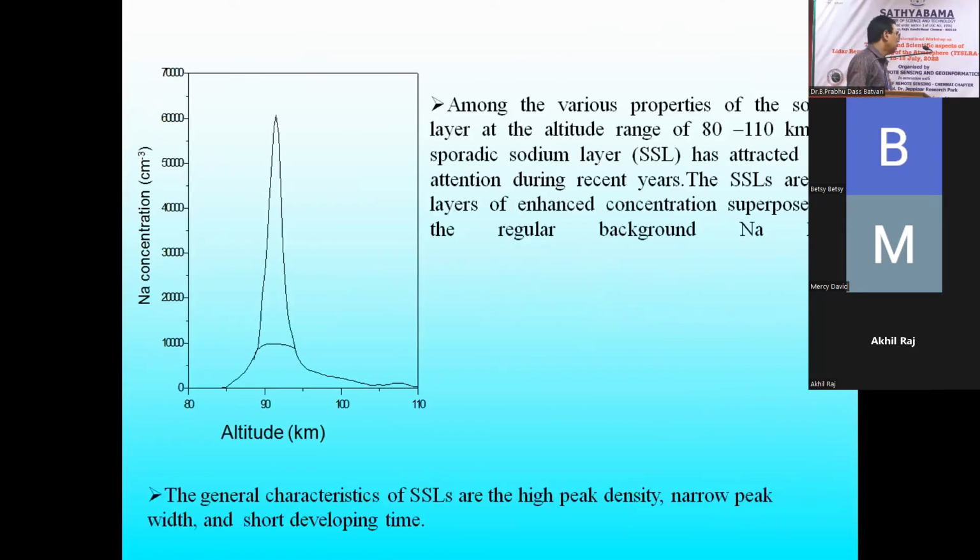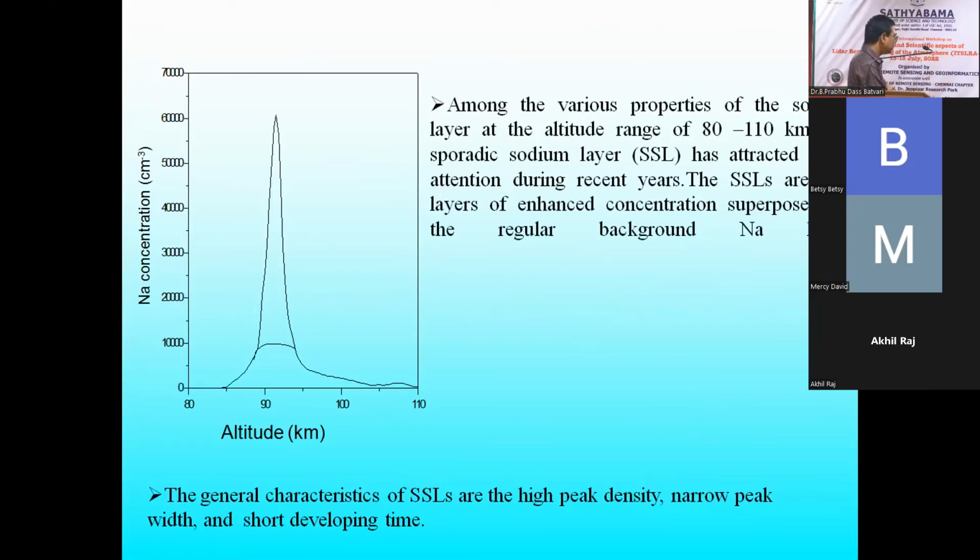And coming to the lidar observations of the sporadic sodium layer, this is the most interesting part of the sodium layers. What is the sporadic sodium layer? How is it observed? Among the various parameters of the sodium layer, the sporadic sodium layer can be represented as SSL. It's an interesting phenomenon. What does the sporadic sodium layer mean? A dense, thin, enhanced layer can be superposed on a normal background layer.